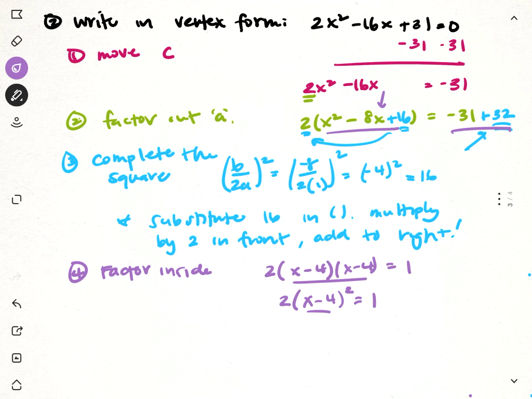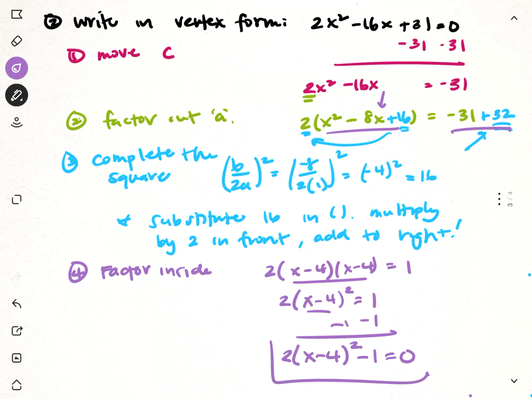Okay, so at this point it's in vertex form, right? We have our a(x minus h) squared. Oh, sorry, it's not quite. We have to move that 1 over, so let's subtract the 1. So we have 2(x minus 4) squared minus 1 equals 0. Now it's in vertex form. We have our a is 2, our h is 4, our k is negative 1, and it's all equal to 0.